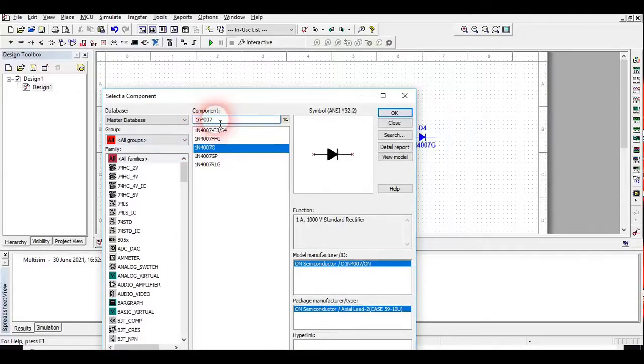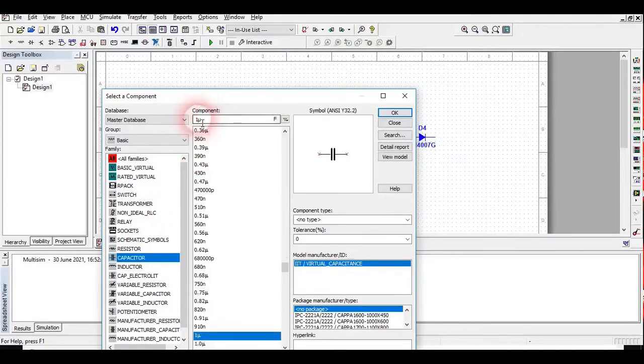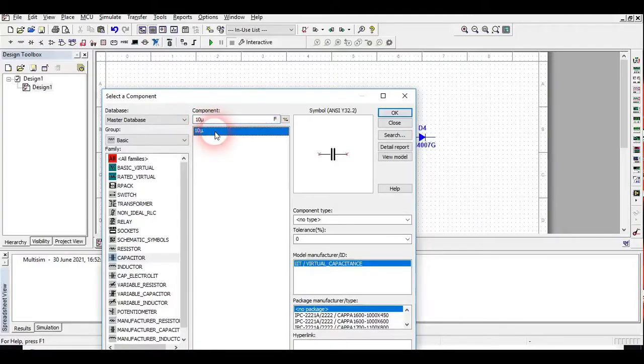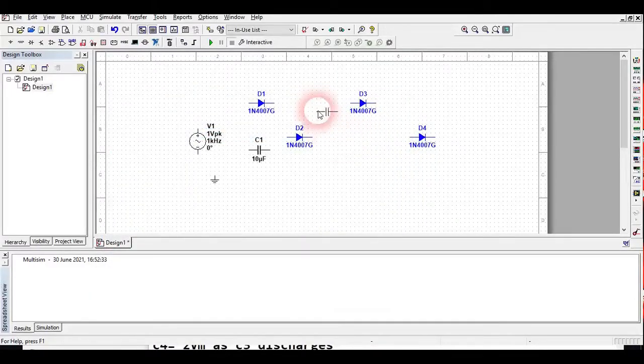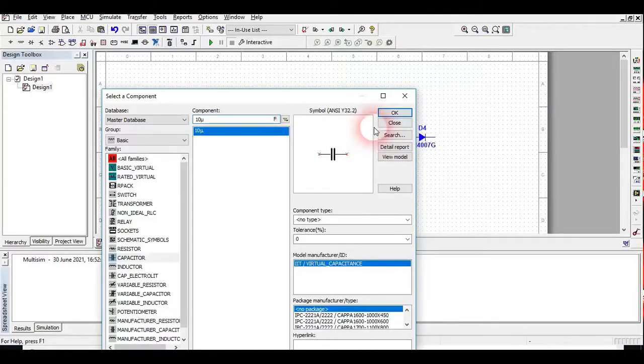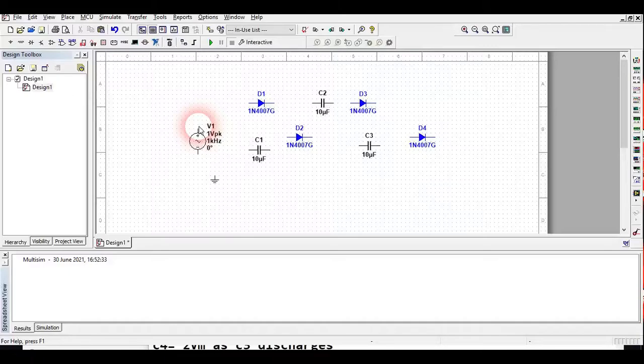Now I am going to take the 10 microfarad capacitor. From the basic group I am going to take the capacitor of 10 microfarad. One 10 microfarad here, one here, and one here. Now I'm going to close this one and join the whole circuit. I'm going to need one more capacitor here, so I'm going to copy paste this here. This I have joined, this I have joined.